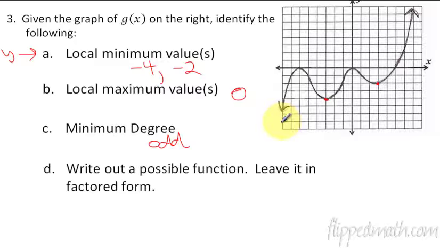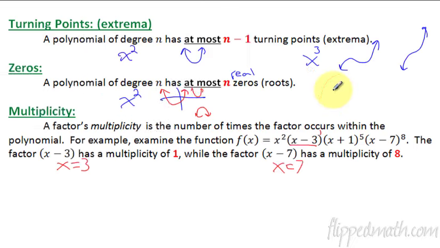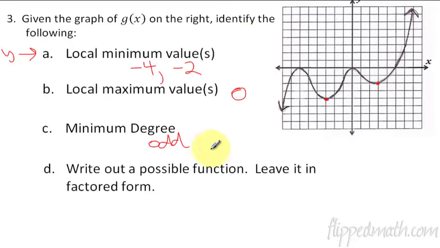Well, let's see here. It has 1, 2, 3, 4 turns in it. If there are 4 turns, if you come back to our notes where we said that it's going to have at most n minus 1 turns, and if it has 4 turns in it, that means the minimum degree is going to have to be 5. It's kind of like working backwards from that. So minimum degree on this one is 5. Because if the minimum degree was 3, then it would only have 2 turns in it at most. This one has 4.